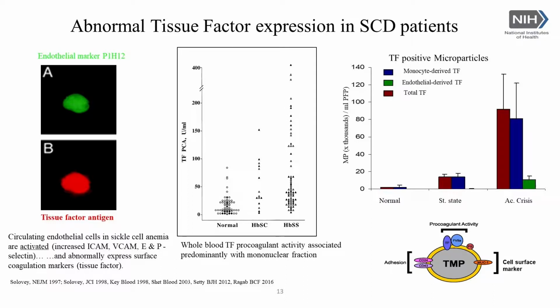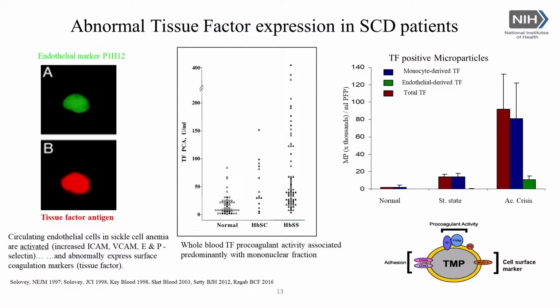Finally, on the right is additional data suggesting that in the circulating blood of sickle cell disease patients, there are endothelial as well as monocyte-derived extracellular vesicles, which are very small particles that bud off these cells, which are positive for tissue factor, both in steady state and during crisis. The majority are derived from monocytes, shown in blue, and they are partly derived from endothelial cells.